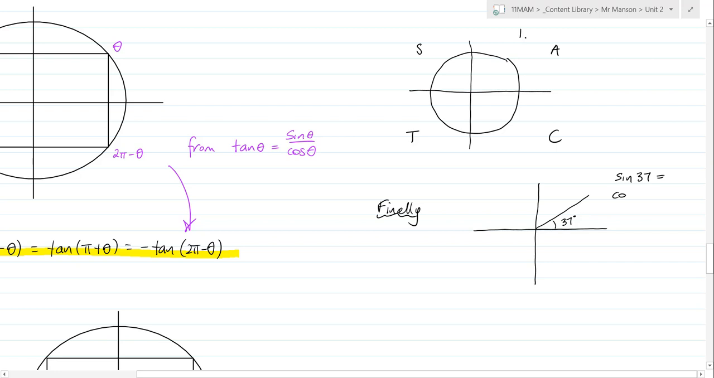Negative 37. It can't be negative. We've just decided that sine is positive in the first quadrant. Don't do this to me. Just check you're in degrees, not radians. 0.62? No, 0.6. Okay, let's go 0.6.